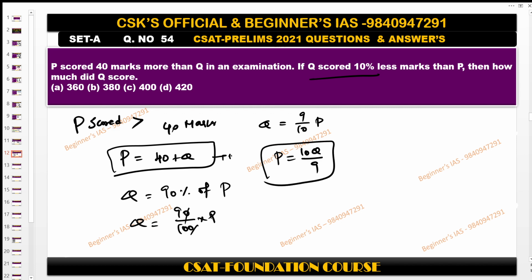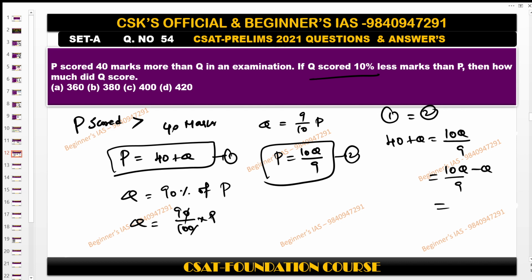After knowing 1 and 2, equate. Both the LHS are the same, so equate the RHS. 40 plus Q is equal to 10Q by 9. Now rearrange this, or take the LCM. 10Q minus 9Q becomes Q by 9, which is equal to 40. Then Q is equal to 360. The question is, how many marks did Q score? The Q score is automatically 360. The answer for this question is A.